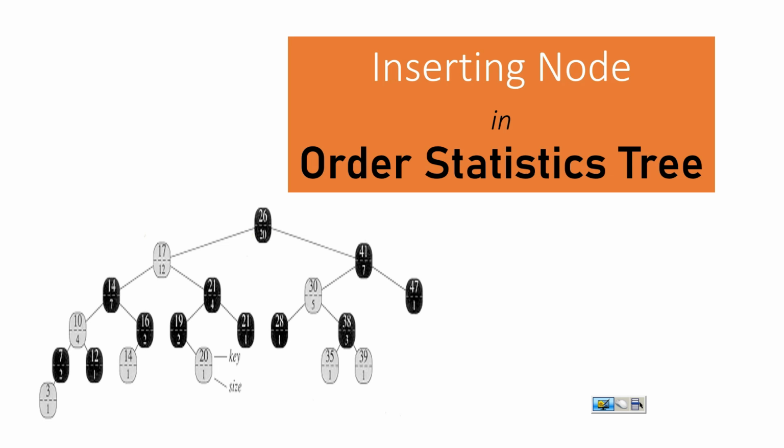You can see on the screen how it is represented. Every node has a key value and also one extra field called size. Size basically represents how many nodes there are in the tree rooted at that node. If you look at the root node, 26 is the key value at this root and 20 is the size. That means in this tree, 20 nodes overall are there. Now let's see how the insertion can be done.